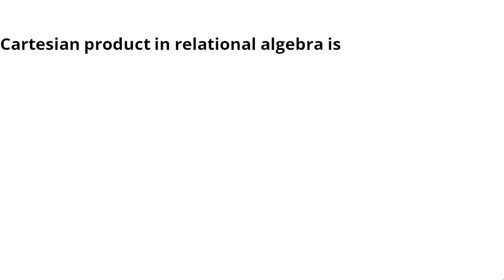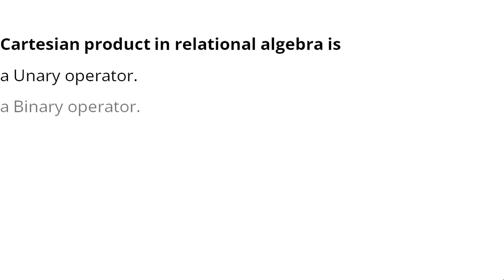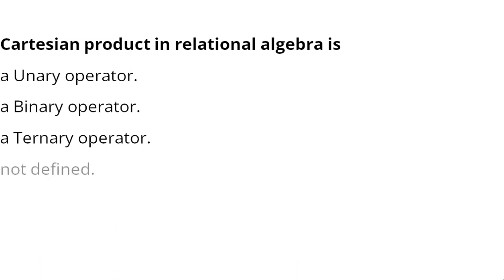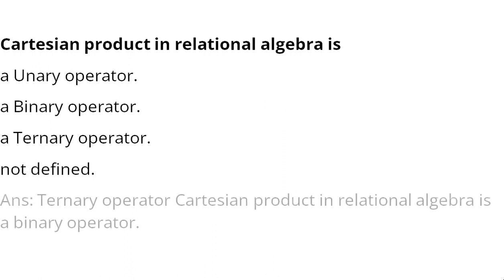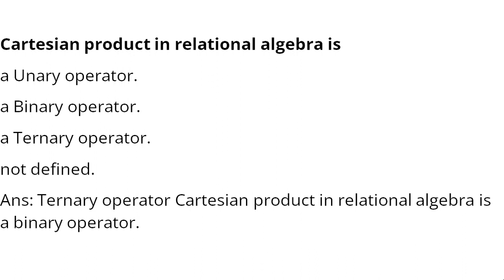Cartesian product in relational algebra is a unary operator, a binary operator, a ternary operator, not defined. Cartesian product in relational algebra is a binary operator.